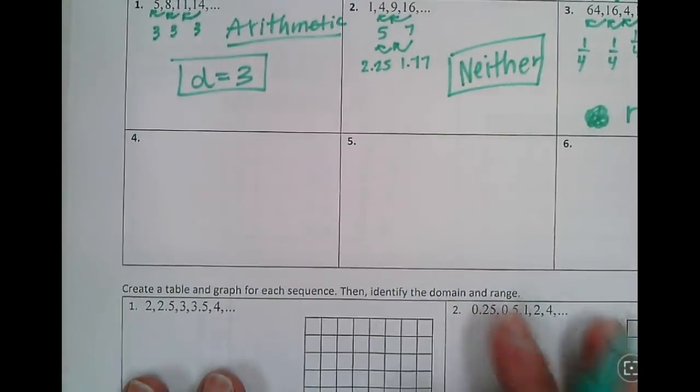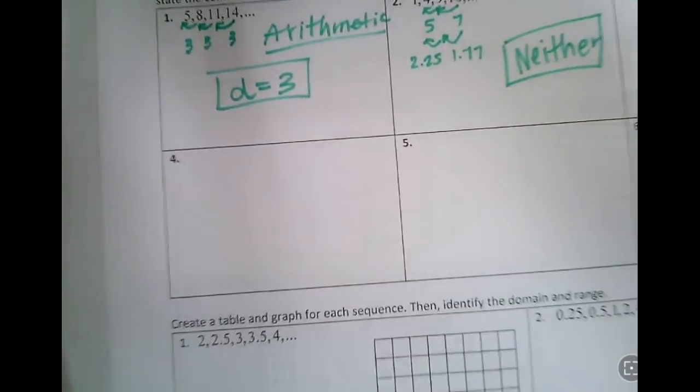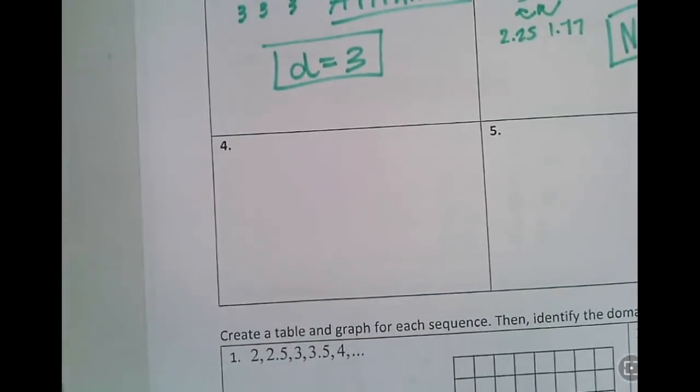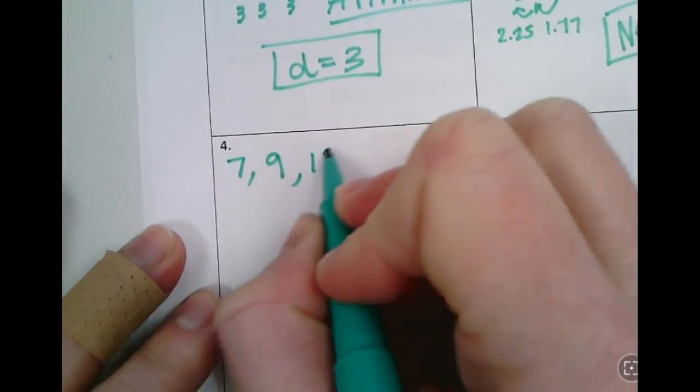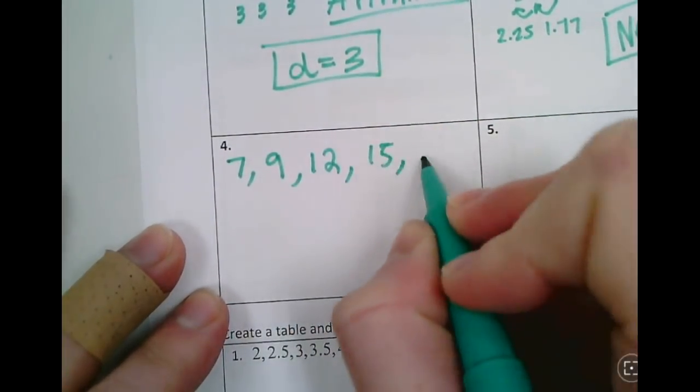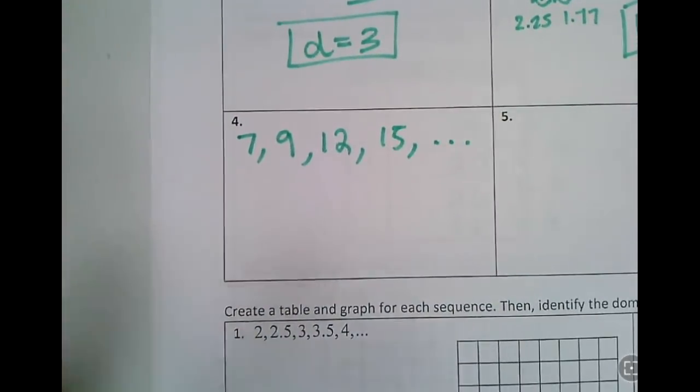All right, I'm going to let you do some practice on your own. Write down number 4, and then I want you to pause the video. Number 4 is 7, 9, 12, 15, and so on. All right, go for it. Pause the video.